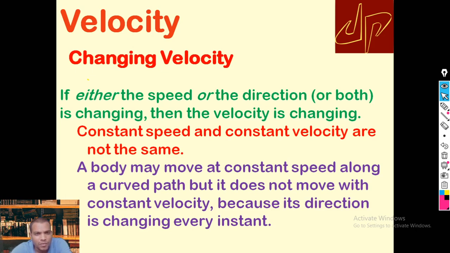So constant speed and constant velocity are not the same, they are different. In constant speed, only the magnitude remains the same, but in constant velocity, the magnitude and the direction also remain the same. Let us consider a case.